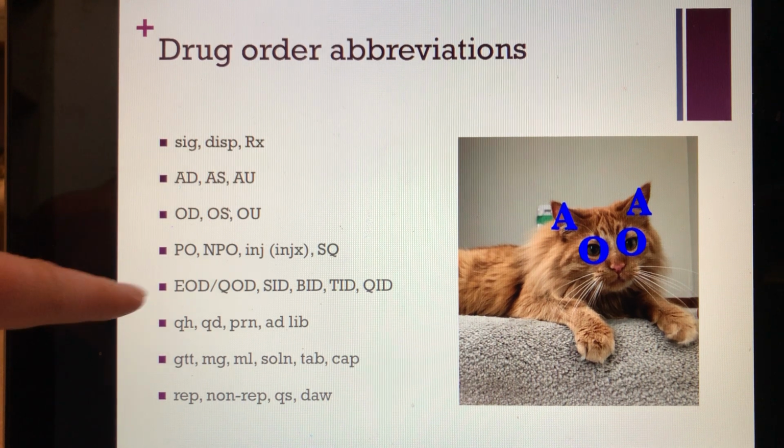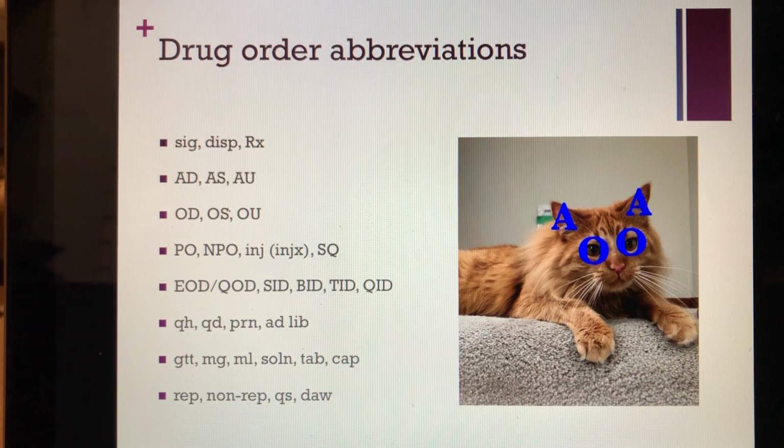Okay, so our next section here: EOD or QOD, SID, BID, TID, and QID. I'm going to start with SID first. SID means once per day. I think of the S as in single, so single in a day is how I remembered it. It's Latin, but SID, I remembered it as a single pill in the day.